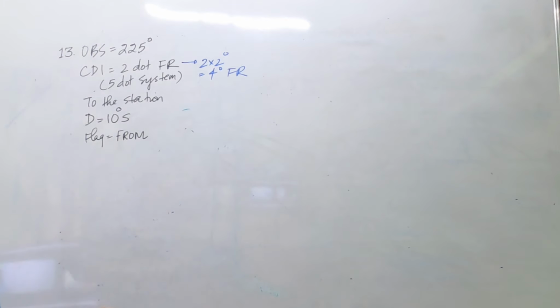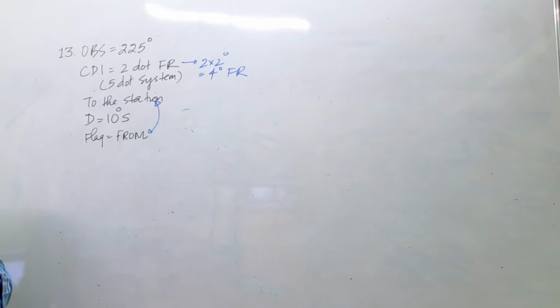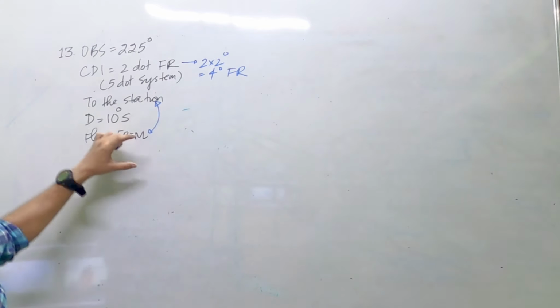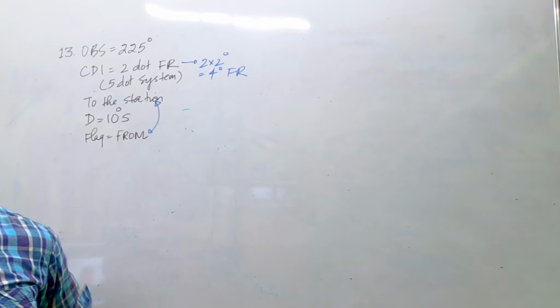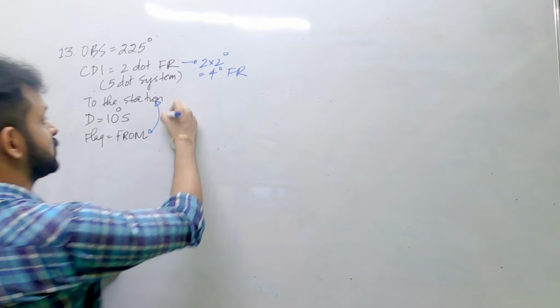flag. Now you see this combination of information here. To the station, which means the aircraft is moving to a station with a from flag. So what do you understand from that? The reverse sensing. It's a reverse sensing.